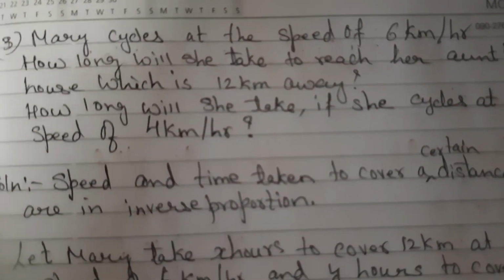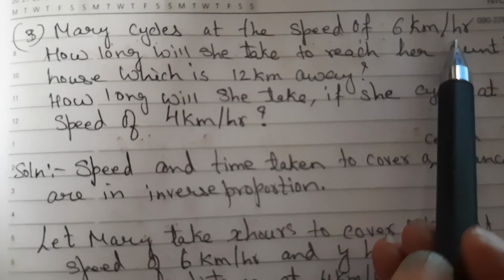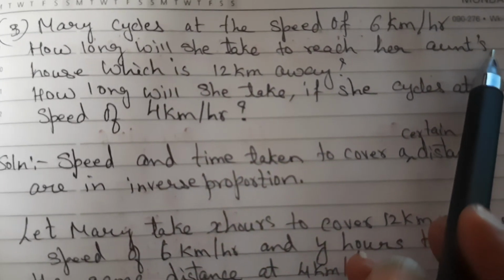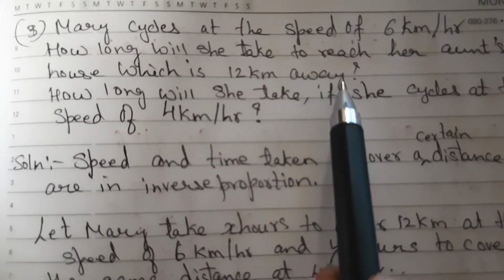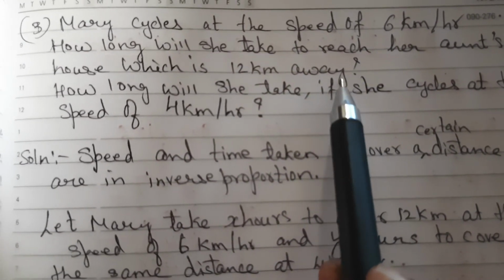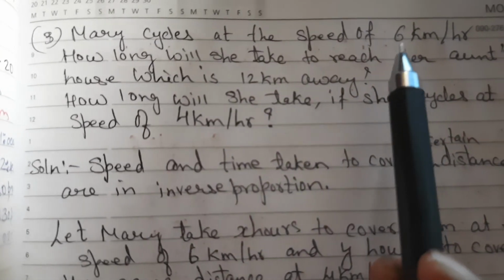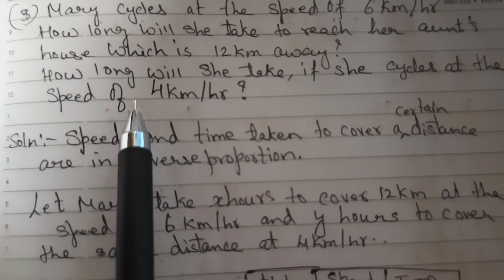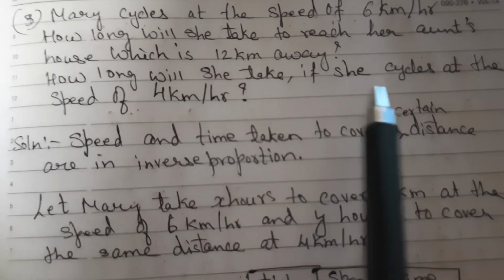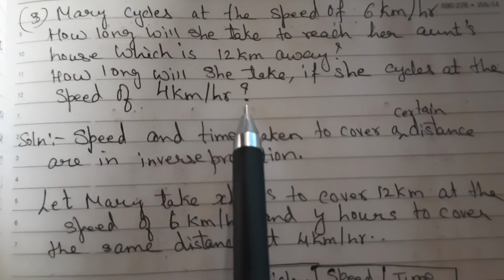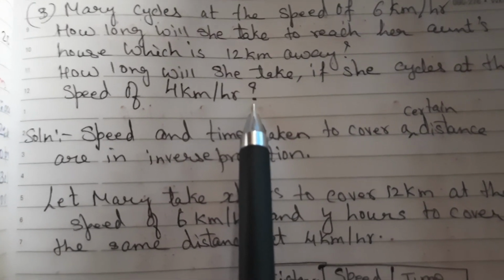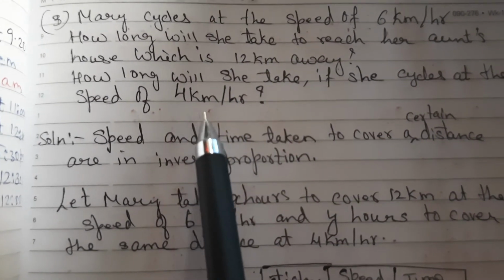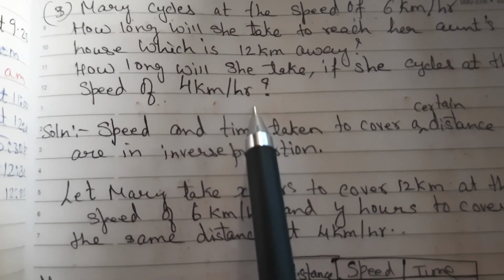Mary cycles at the speed of 6 km per hour. How long will she take to reach her aunt's house, which is 12 km away? Her aunt's house is 12 km away. She has to reach there at the speed of 6 km per hour. Also, we have to find out how long will she take if she cycles at the speed of 4 km per hour. Okay, so we have to find out if she takes 6 km per hour, and we have to find out if she slows down to 4 km per hour.